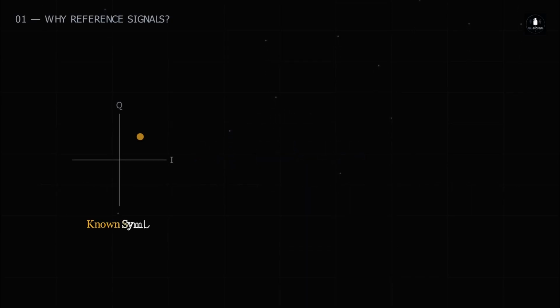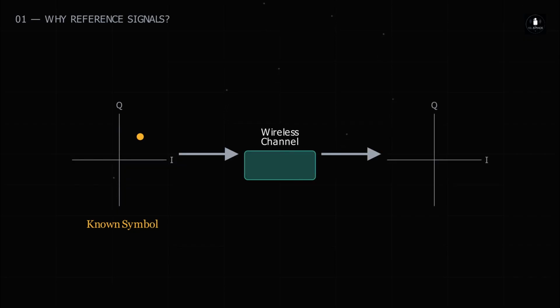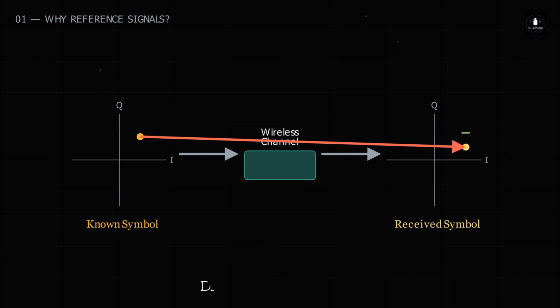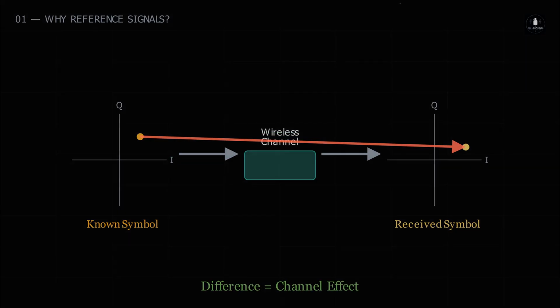Suppose the transmitter sends a symbol whose value is already known to both the transmitter and the receiver. After traveling through the wireless channel, the symbol no longer appears at the same location. Its amplitude and phase have changed. Since the receiver already knows where the symbol should have been, it simply compares the expected location with the received location. The difference directly reveals the effect of the wireless channel. This is exactly the role of DMRS.